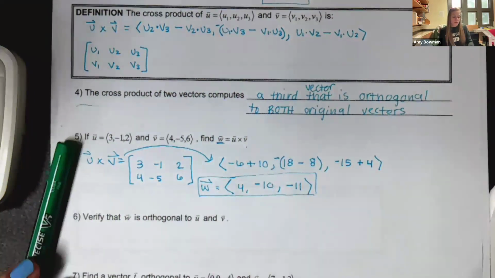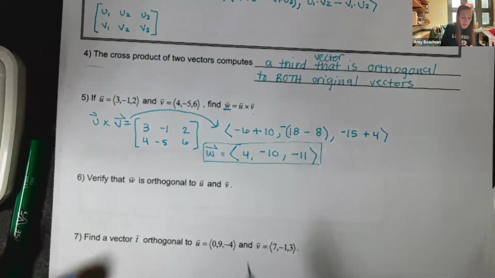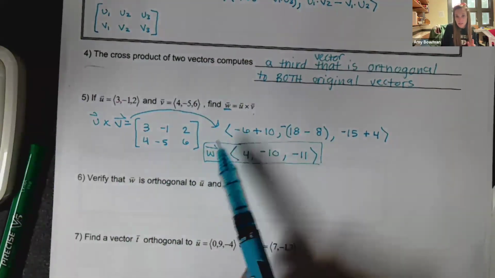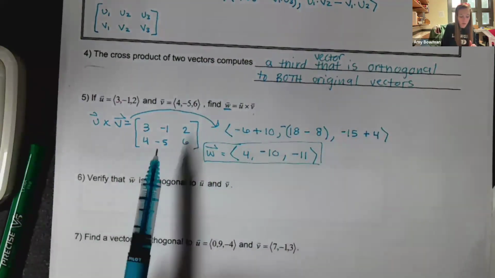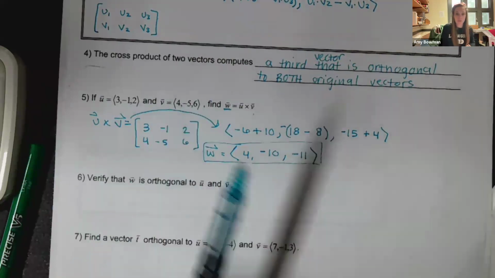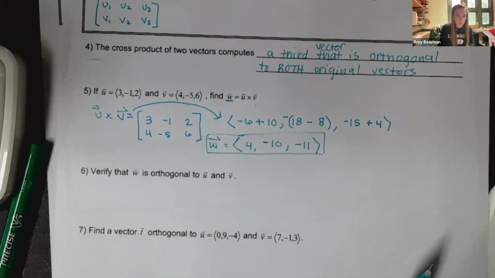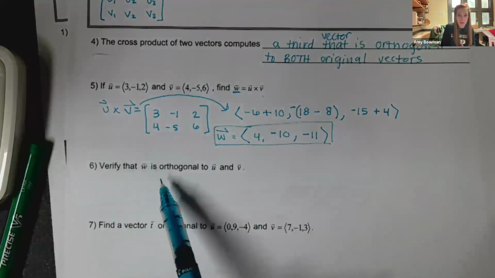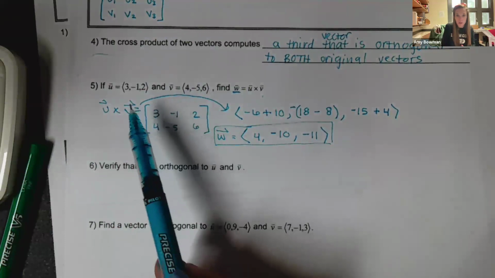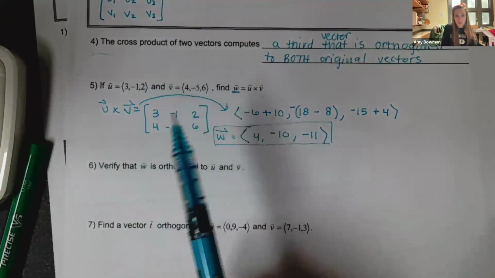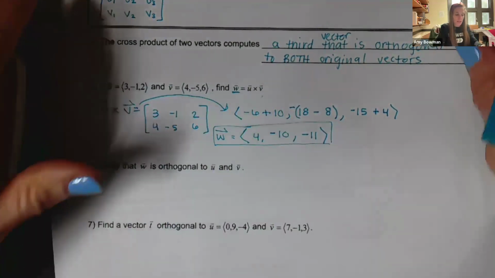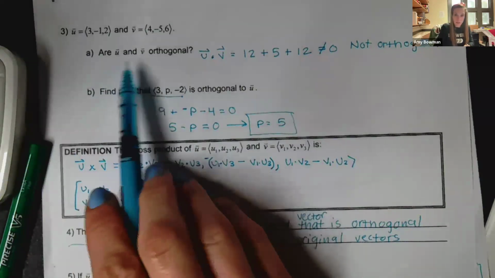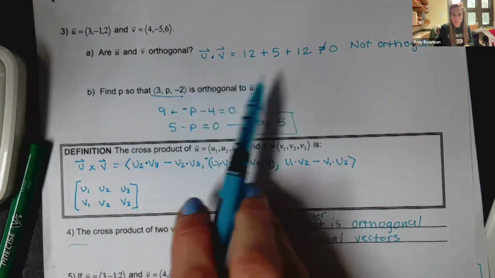Okay, so if we've generated supposedly this third vector that is apparently orthogonal to both vector u and vector v, then we should be able to prove that in this next one and actually verify that w is actually orthogonal to the original two vectors. Well, how would we prove that? Same way we did up here in example 3 to check if these two vectors were orthogonal. We just compute dot product.